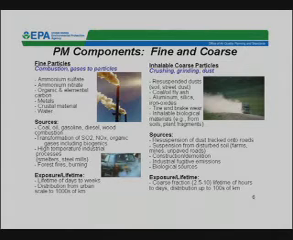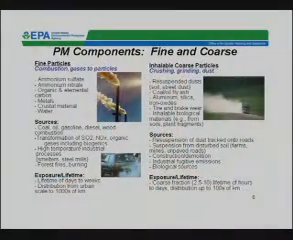In terms of coarse particles, those typically result from crushing and grinding types of activities, as well as from dust from disturbed soil from construction or roads and that kind of thing. Coarse particles have a much shorter transport distance and a much shorter exposure time.